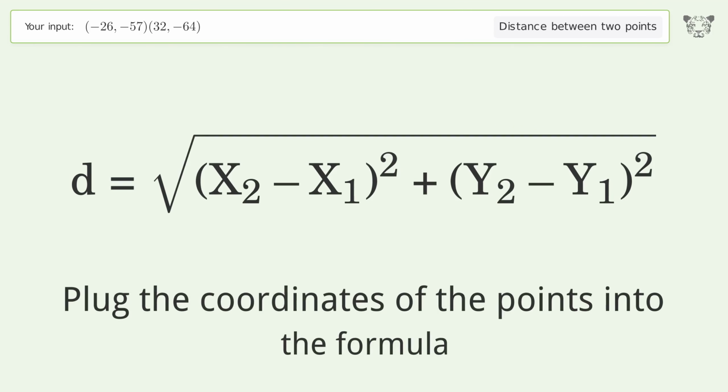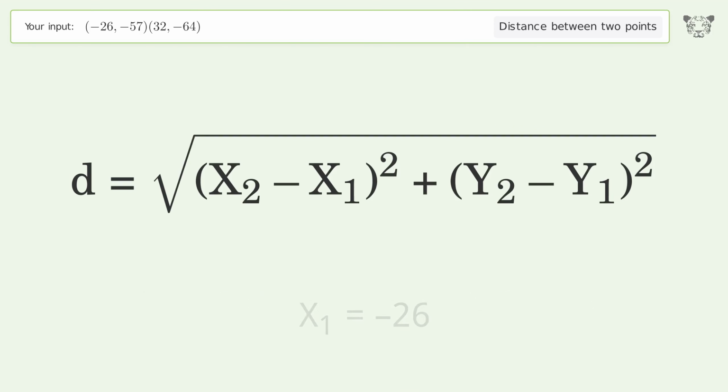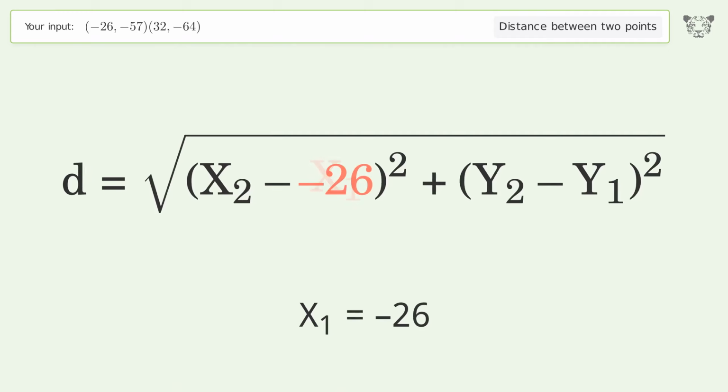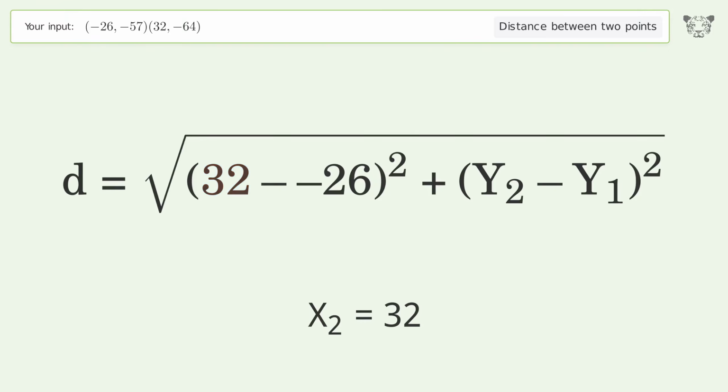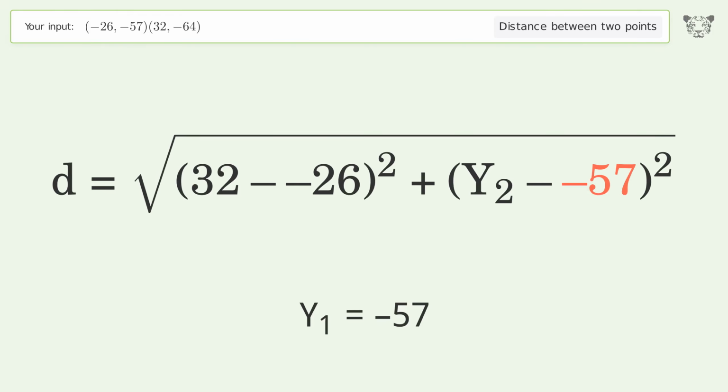Plug the coordinates of the points into the formula. x1 equals -26. x2 equals 32. y1 equals -57. y2 equals -64.